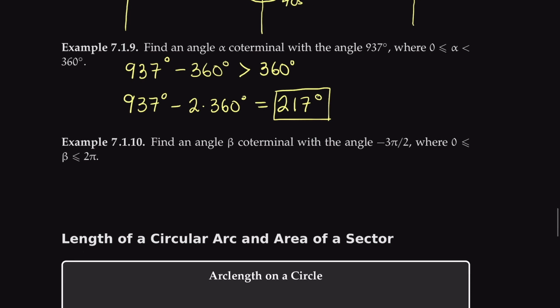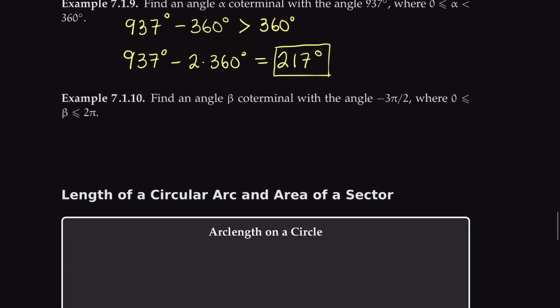Okay, let's look at another example. This time we're given a negative angle, negative 3 pi over 2, and we're supposed to figure out a coterminal angle, beta, that is between 0 and 2 pi. So notice when we say between 0 and 2 pi, that's the same as saying between 0 and 360 degrees before, just written in terms of radians, right? It's between 0 and 2 pi now.